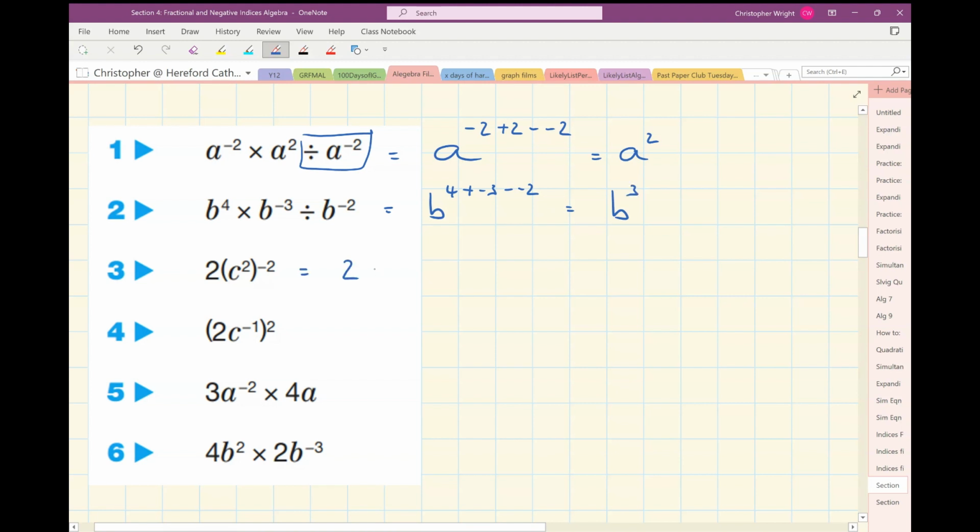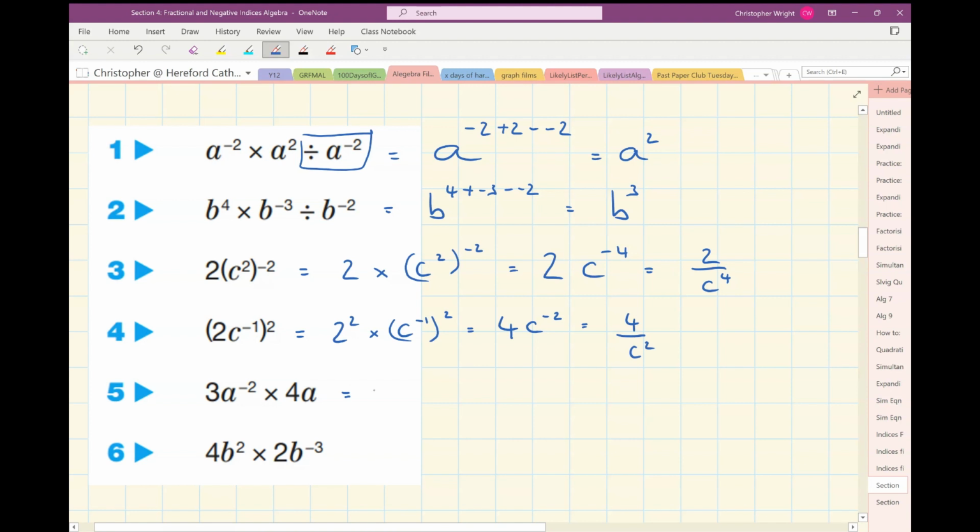This is 2 times c squared to the power of minus 2, which is 2 times c to the power of 2 times minus 2, minus 4. And if I'm going to simplify that properly, then you shouldn't really have negative indices in your answer, so that should be written as 2 over c to the power of 4. Number 4. This one is going to be 2 squared times c to the power of minus 1 squared, which is 4 times c to the power of minus 2. And so I should write that really as 4 over c squared, so that I don't have a negative power in my answer.